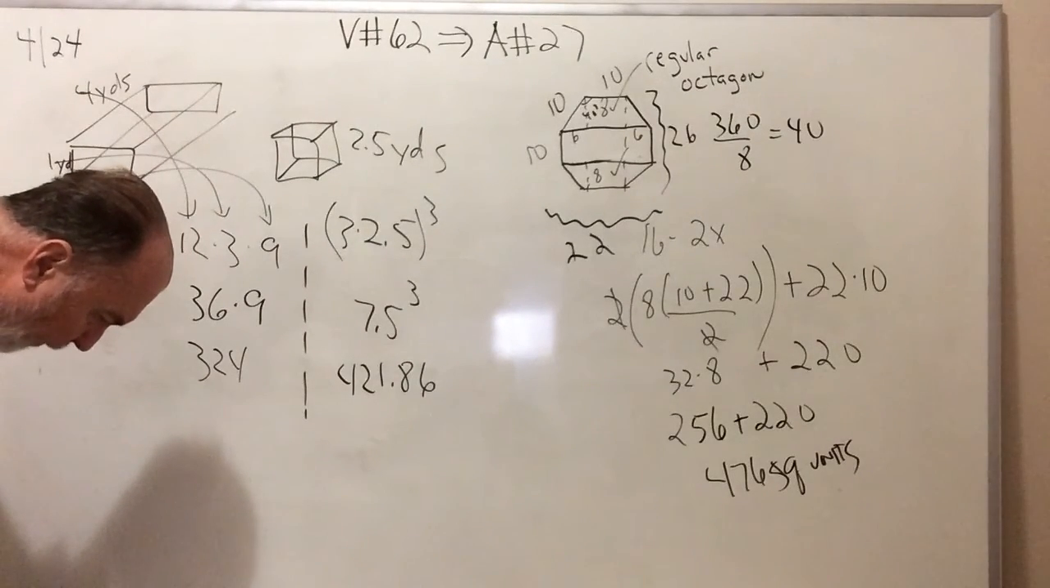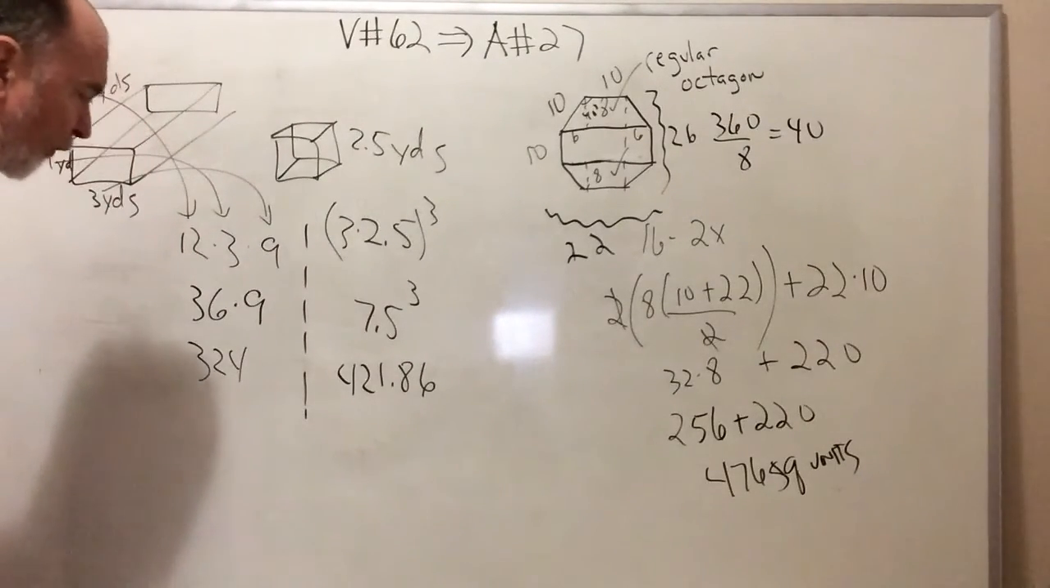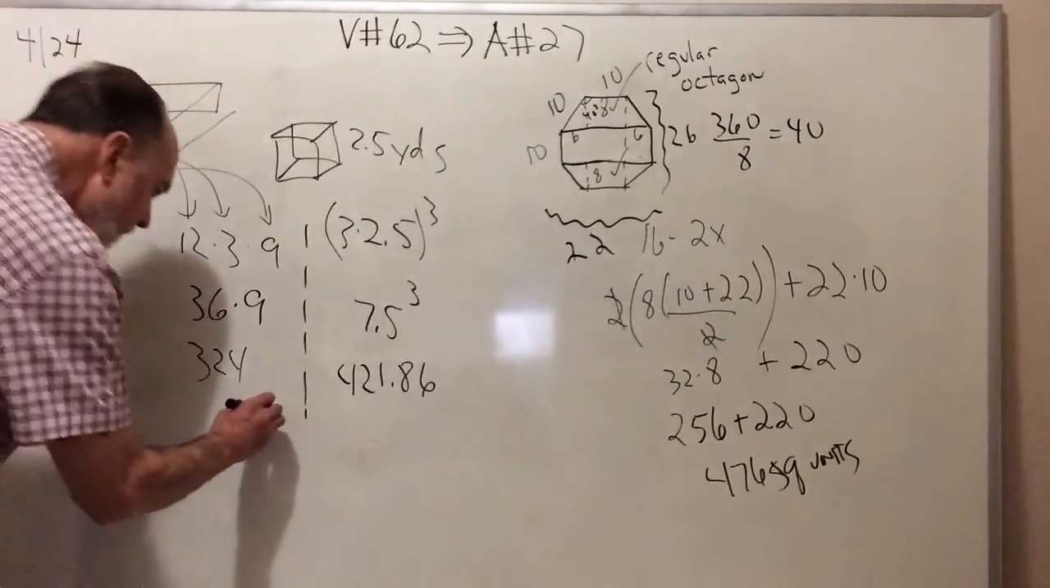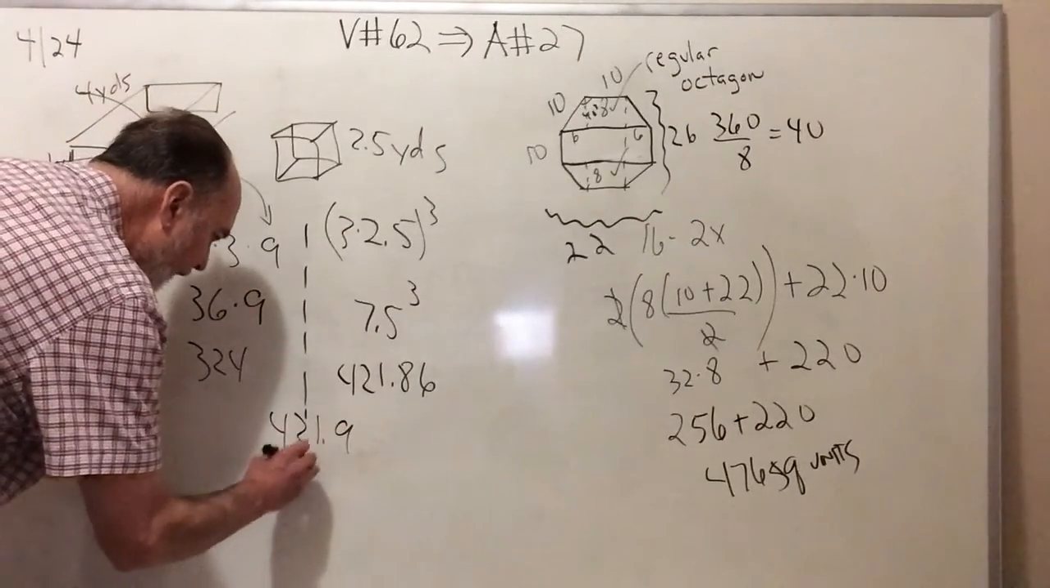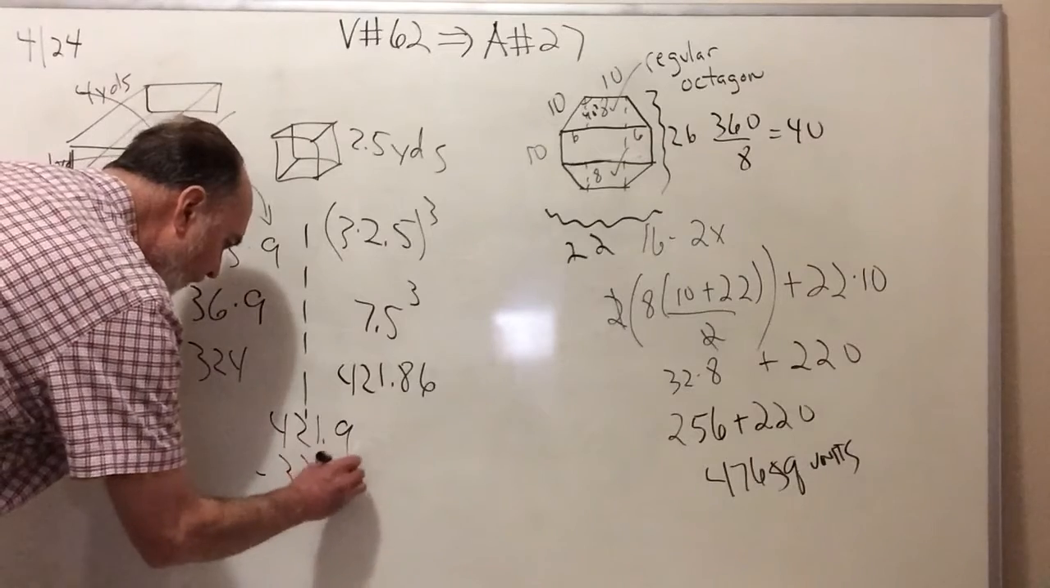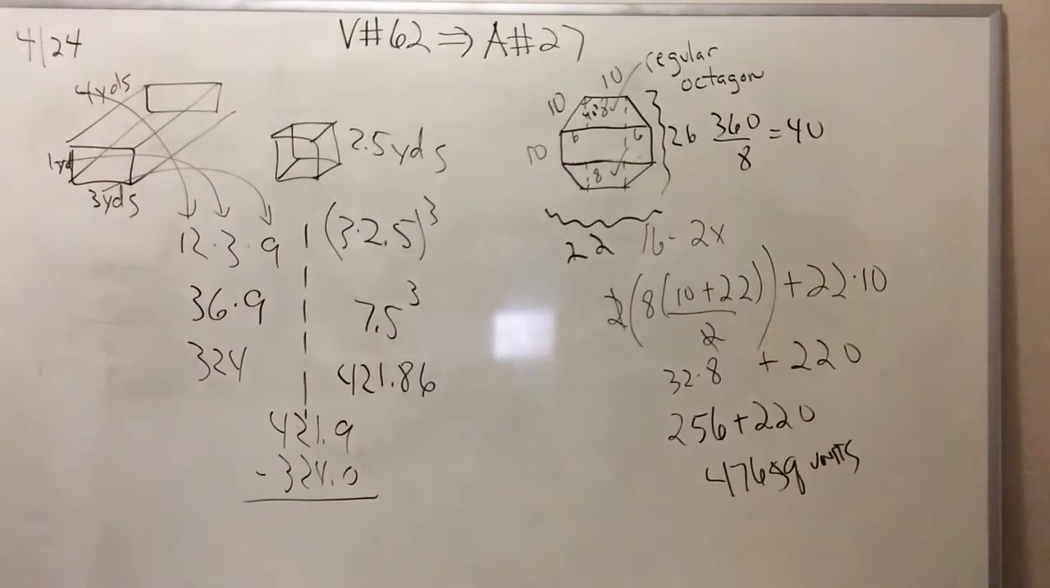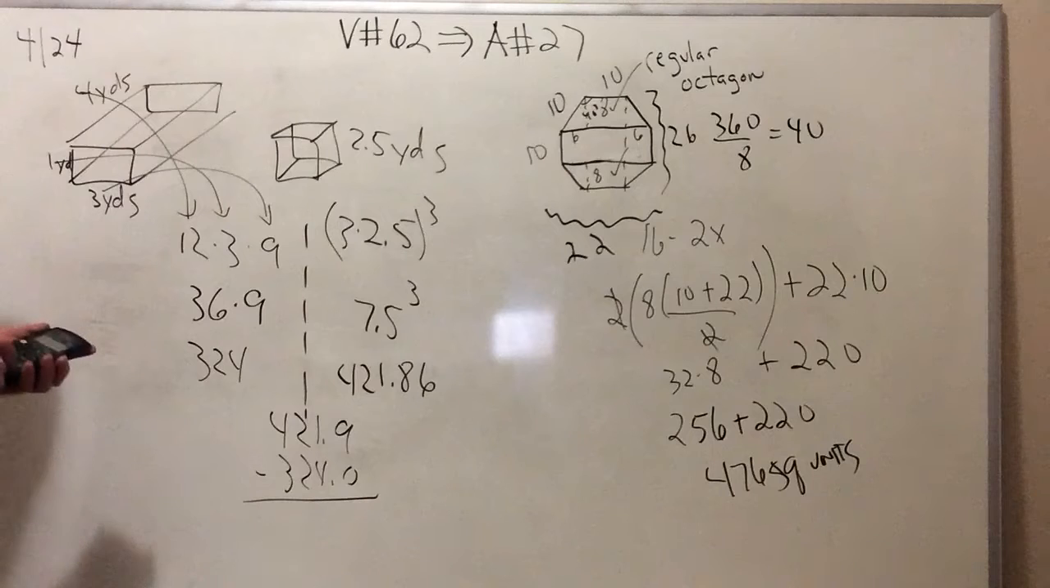They said they want it to be to a tenth. So this would be 421.9. And if I'm off, didn't do it right because there's a lot of glare on my calculator, you'll be fine. And 421.9, because I know I made a mistake yesterday. I put the wrong number in, okay?